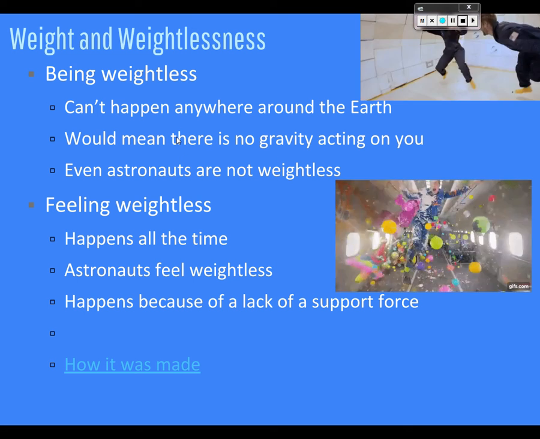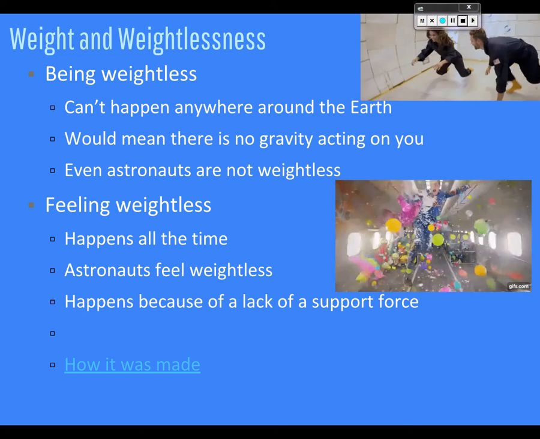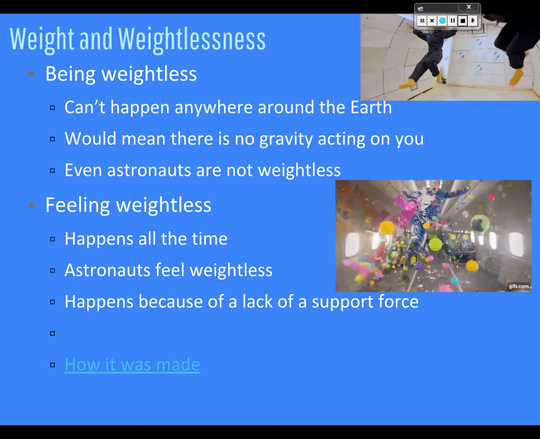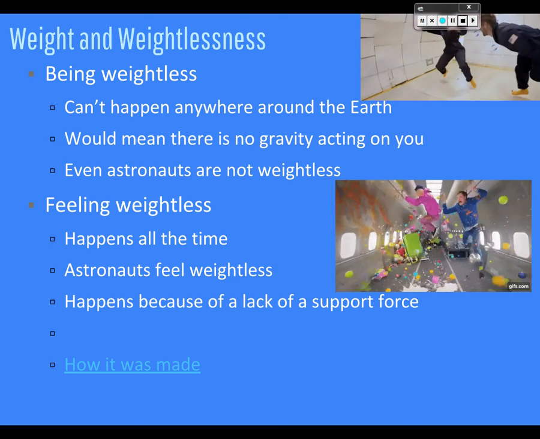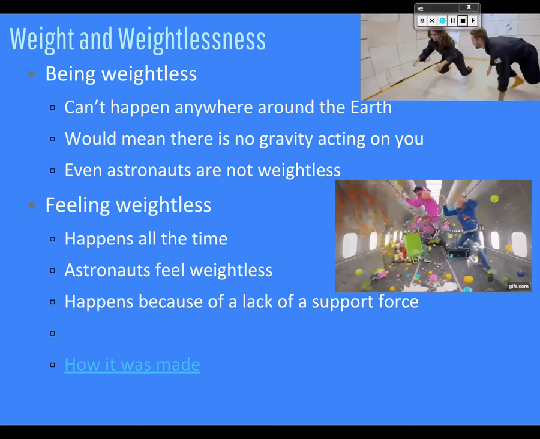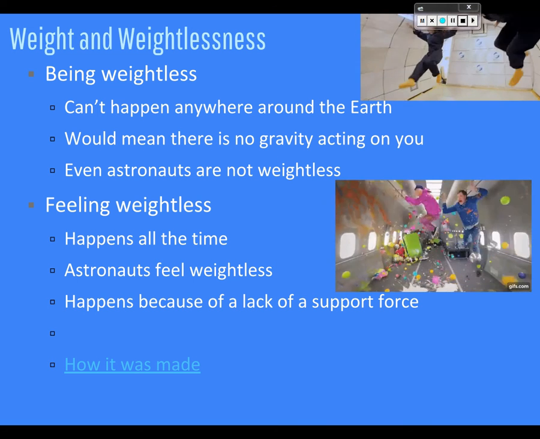So here's some fun stuff. I touched on this a little bit the other day, but there's a difference between being weightless and feeling weightless. Okay? The term weight is a synonym for the force of gravity. Weight and the force of gravity mean the same thing. It's how much gravity is pulling you downward.